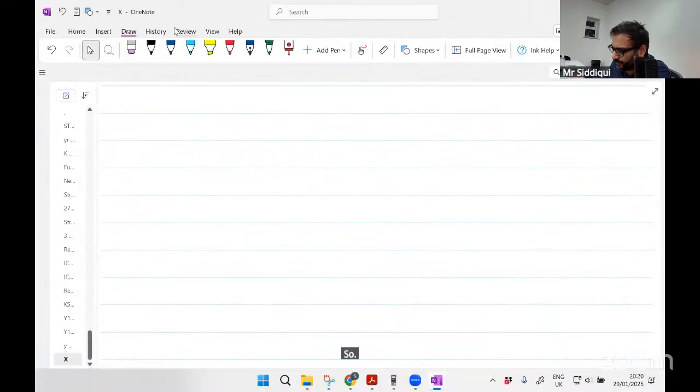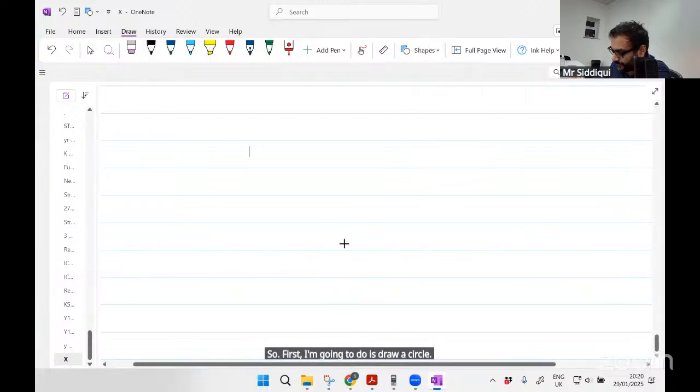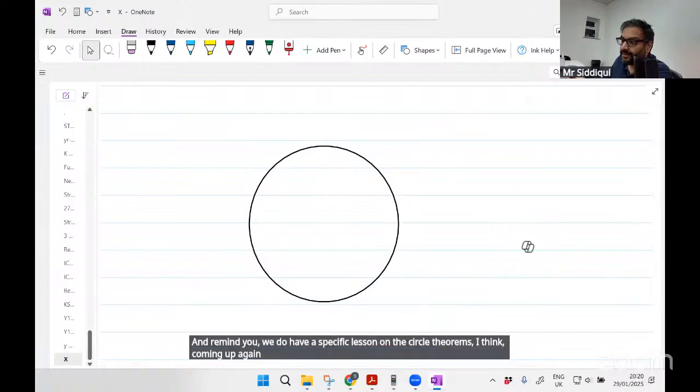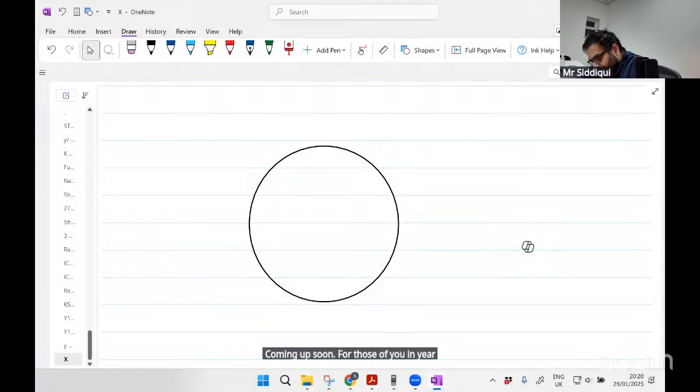So first I'm going to draw a circle and remind you we do have a specific lesson on the circle theorems, I think, coming up again. I remember that's on our schedule coming up soon, for those of you in year 10 at least.